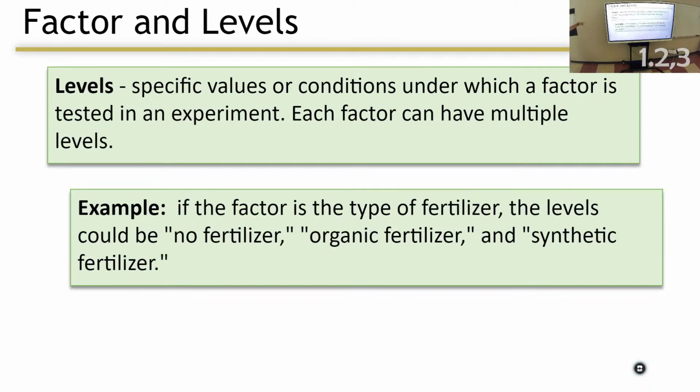If the factor is a type of fertilizer, it could be no fertilizer, organic fertilizer, and synthetic fertilizer. So fertilizer is a factor. There are three levels. Factor is the fertilizer. There are three levels of it.